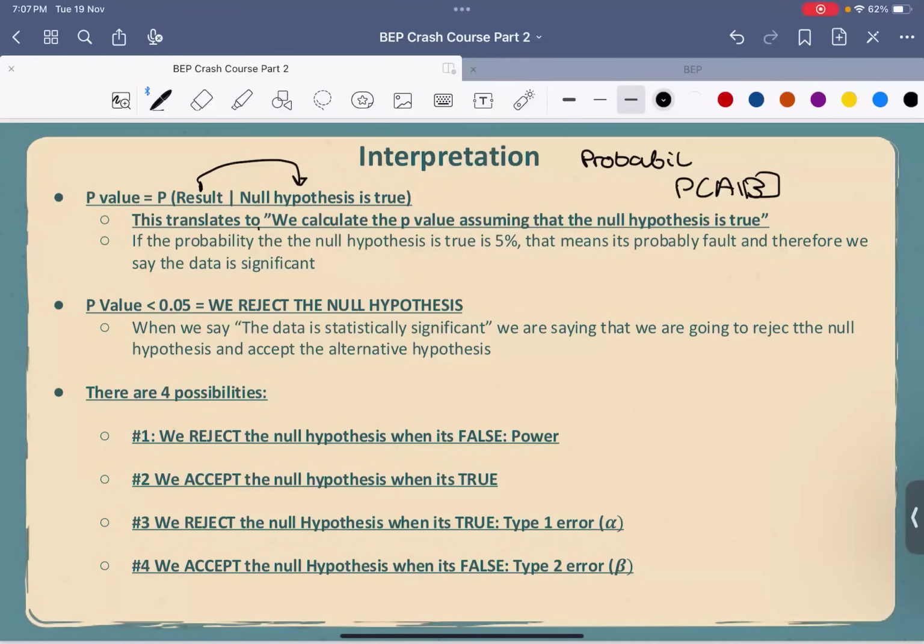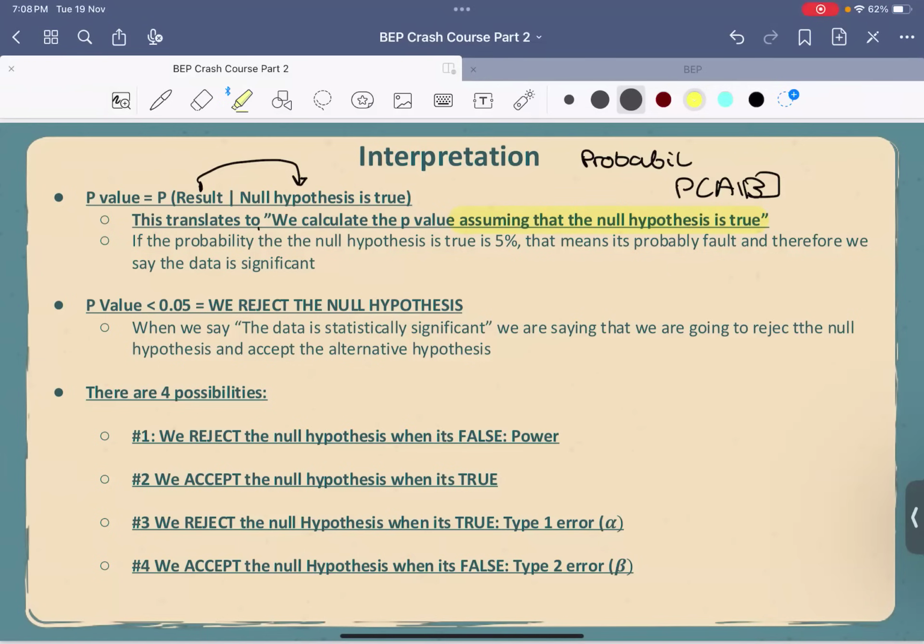So this translates to, we calculate the p-value assuming that the null hypothesis is true. 100% there will be a question about this. They're going to ask you, what assumption do you make when calculating the p-value? Or how do we calculate the p-value? We calculate it assuming that the null hypothesis is true. This is very important.